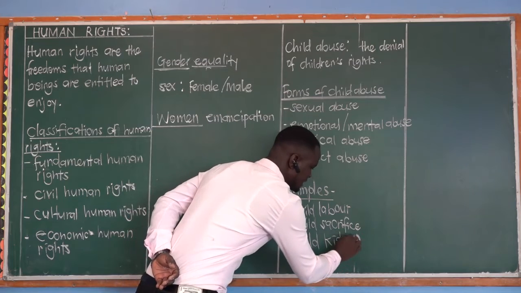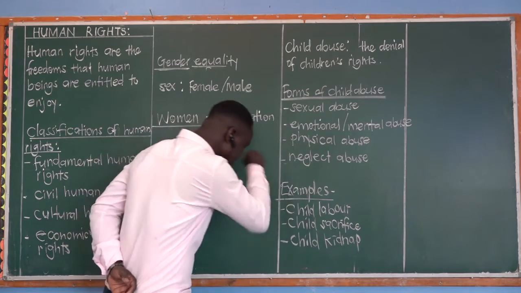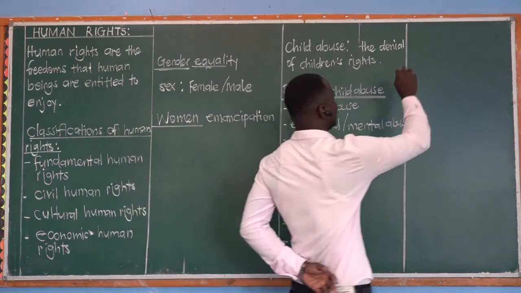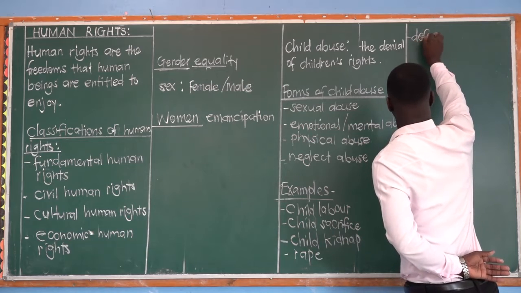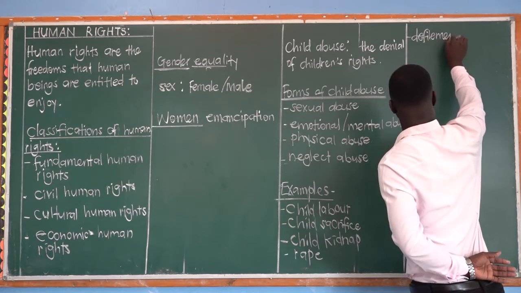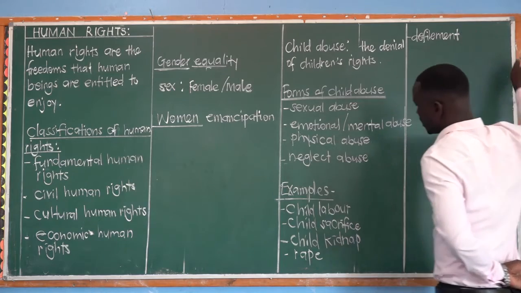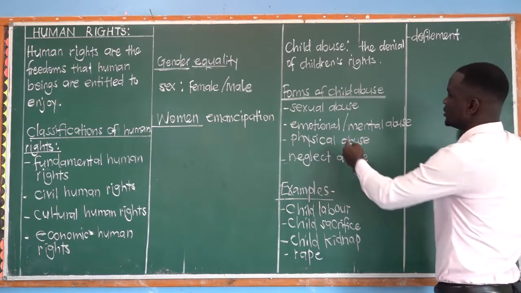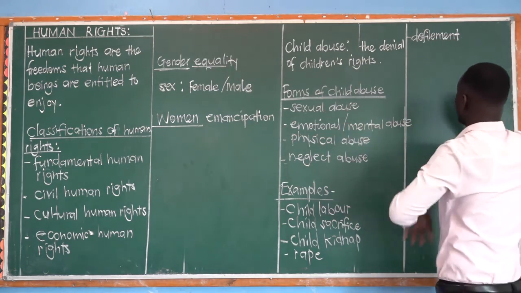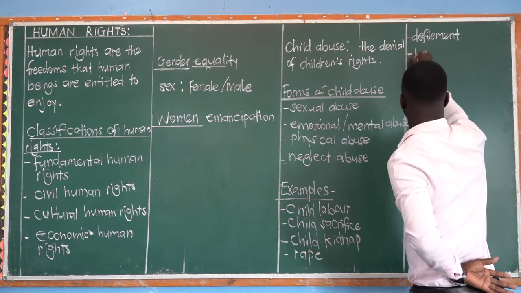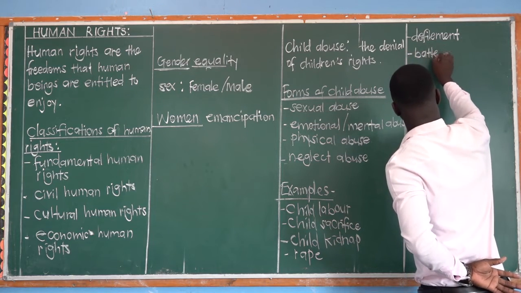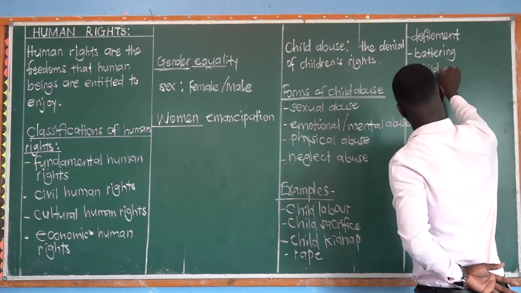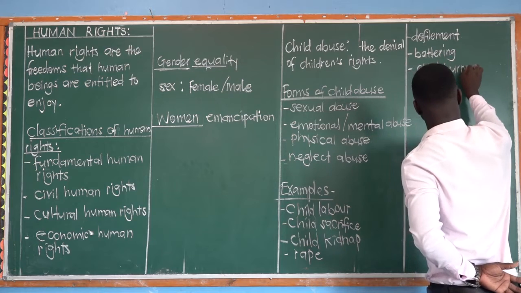All the things I said, we learned them in our primary 3. We shall have rape. We shall have defilement. When a child is defiled or raped, you will find the child's rights will be abused sexually. And then we have also others like child battering. We shall have child burning. This can go under physical abuse.